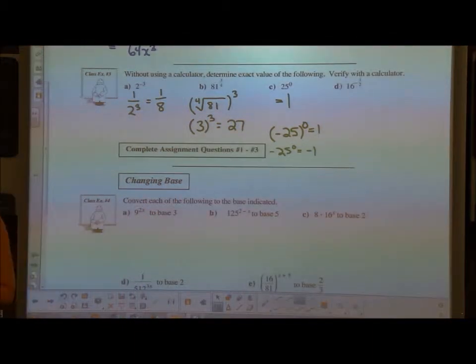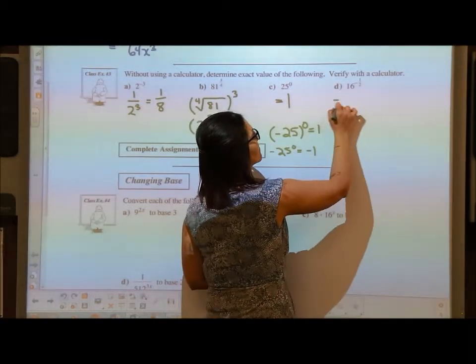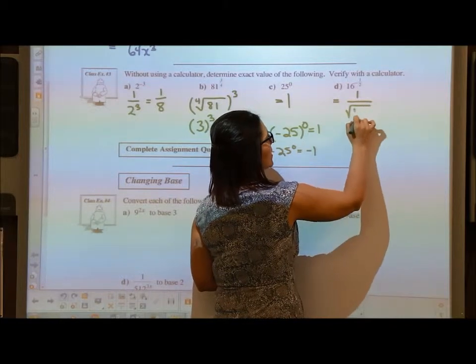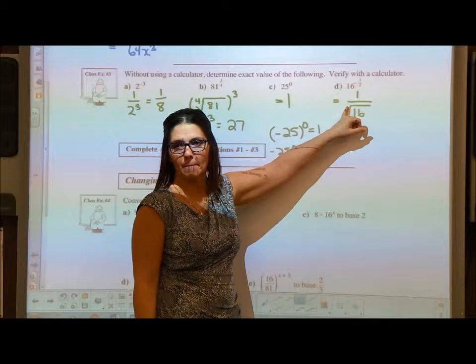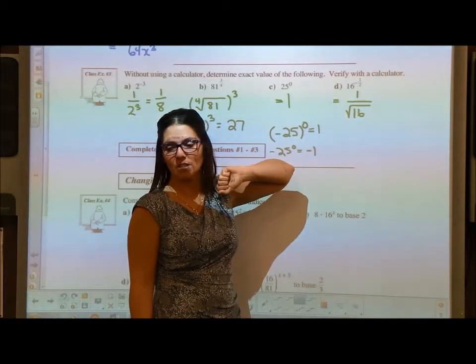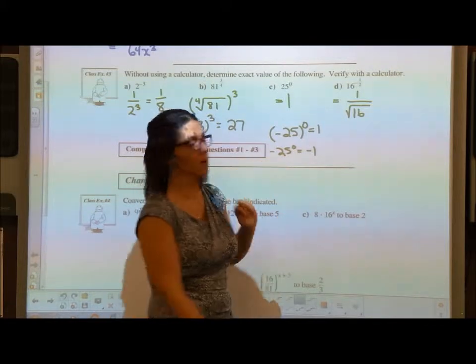16 to the power of -1/2. 1 over the square root of 16. Because the index would be 2, which means I don't have to write it in there. And what's the square root of 16? 4.